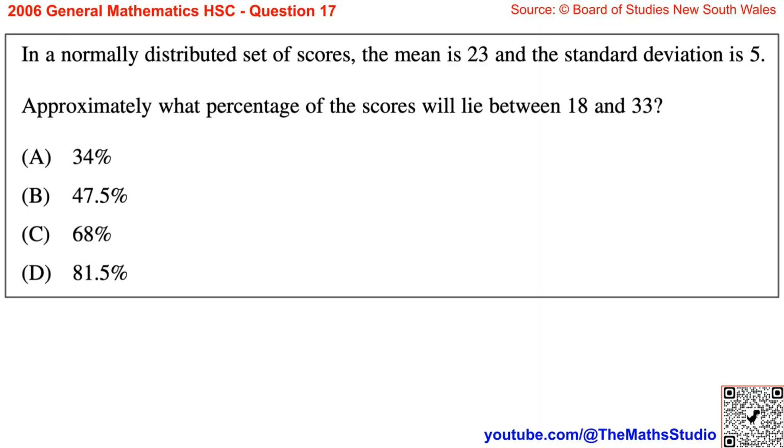Question 17. In a normally distributed set of scores, the mean is 23 and the standard deviation is 5. Approximately what percentage of the scores will lie between 18 and 33?